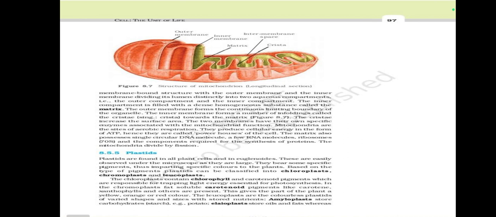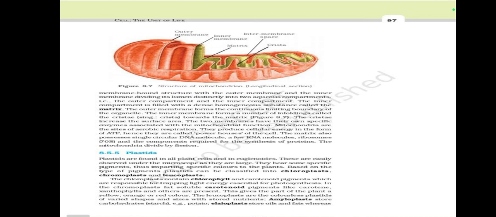Plastids. Plastids are found in all plant cells and in euglenoids. These are easily observed under the microscope. They are large and bear some specific pigments, thus imparting specific colors to the plants. Based on the type of pigments, plastids can be classified into chloroplasts, chromoplasts, and leucoplasts. The chloroplasts contain chlorophyll and carotenoid pigments, which are responsible for trapping light energy essential for photosynthesis.